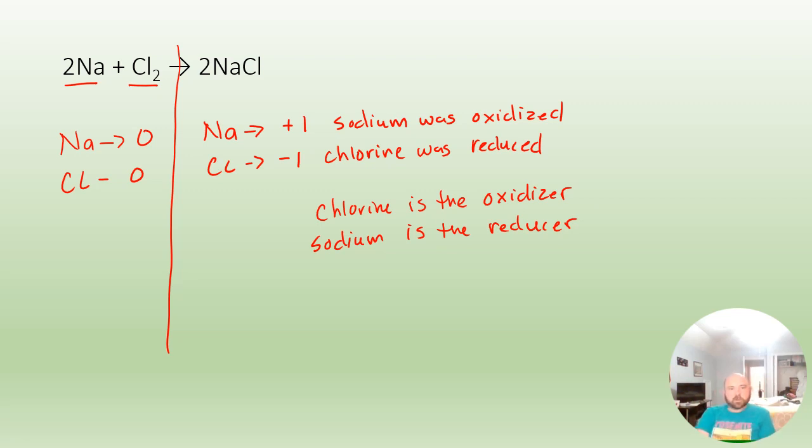We've identified this correctly as a redox reaction, an oxidation reduction reaction, in which one or more atoms had their oxidation state changed from the reactants to the products. Sodium had an increase in oxidation number, indicating it was oxidized by losing electrons. Chlorine had a decrease in oxidation number, indicating it was reduced by gaining electrons. Chlorine is the oxidizer or oxidizing agent, and sodium is the reducer or reducing agent.